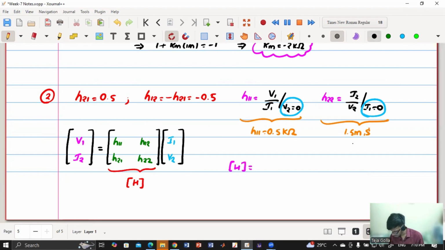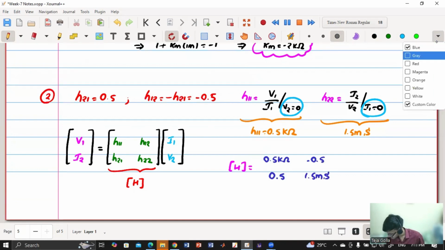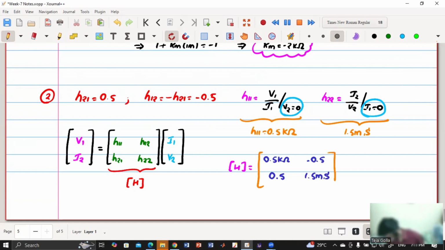Now if I write the H matrix, be careful with the dimensions. So H11 is 0.5 kilo ohm, and H12 is minus 0.5, and H21 is 0.5, and this is 1.5 millisiemen. So this is my overall H matrix that they have asked in problem number 2.